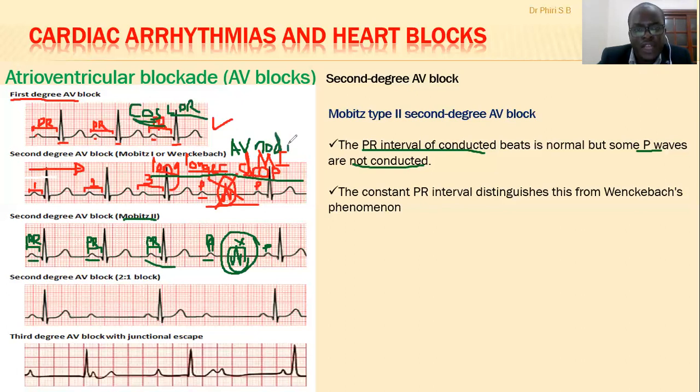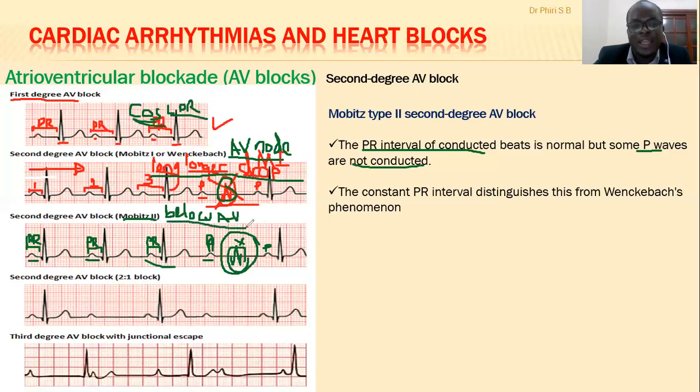AV node cells are affected, so they are not conducting action potentials. That's why you have prolongation of the PR interval, then later on you have a drop in the QRS complex. But in type 2, what is being affected here is below the AV node. So it's the bundle branch, but below the AV node. So it's an AV block, but the block is below the AV node.